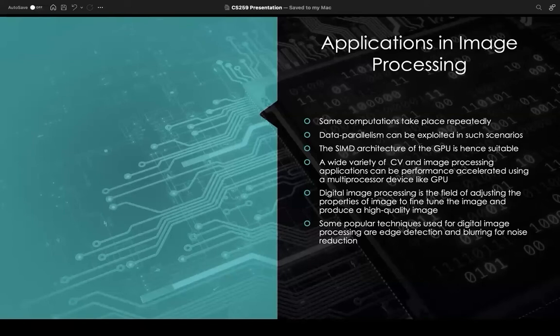Next, we will explore in detail some popular digital image processing techniques like edge detection and noise reduction using popular algorithms and explore details of their implementation using CUDA GPU parallelization.